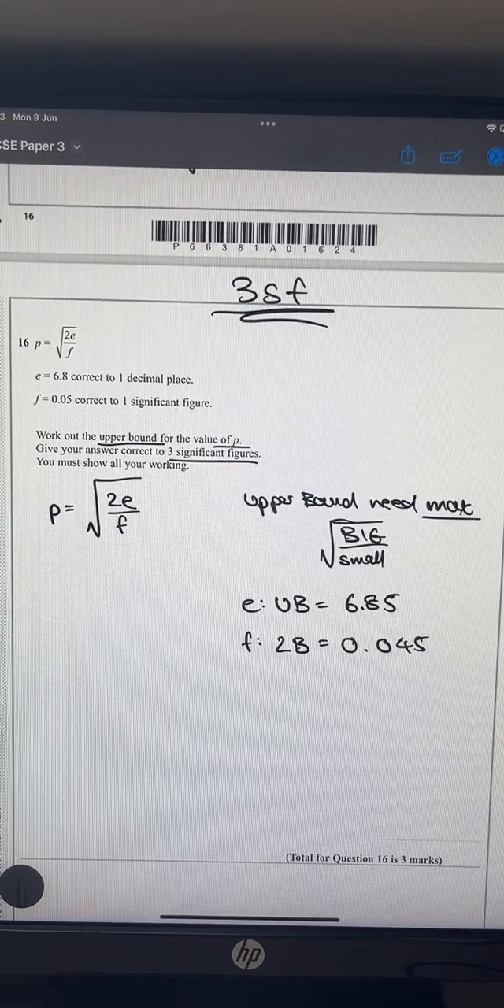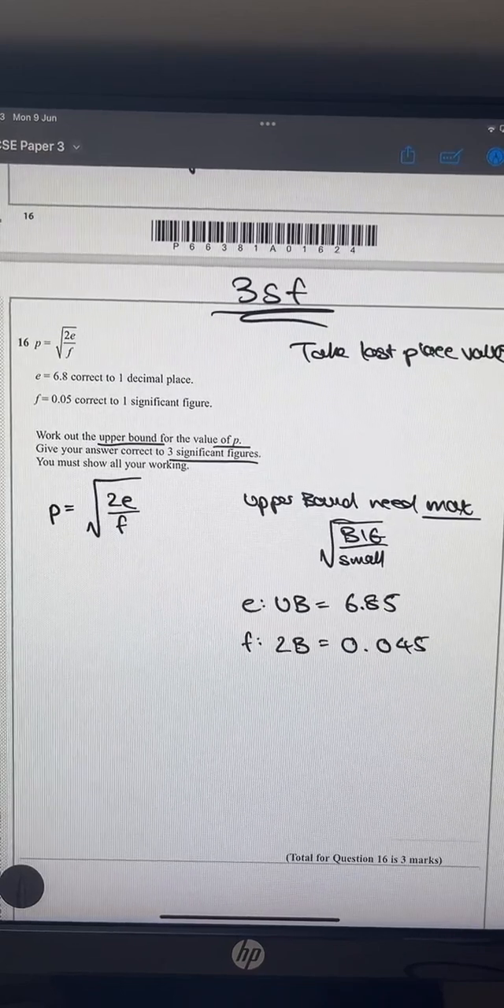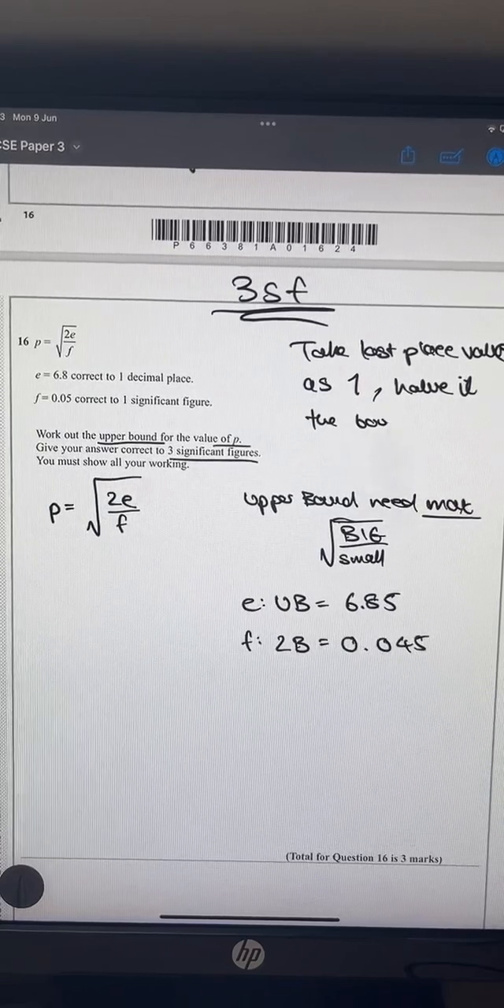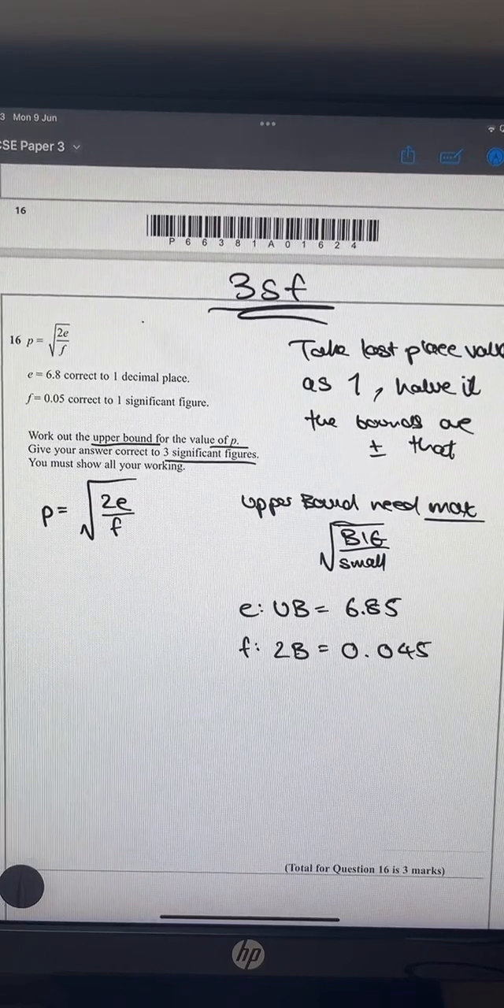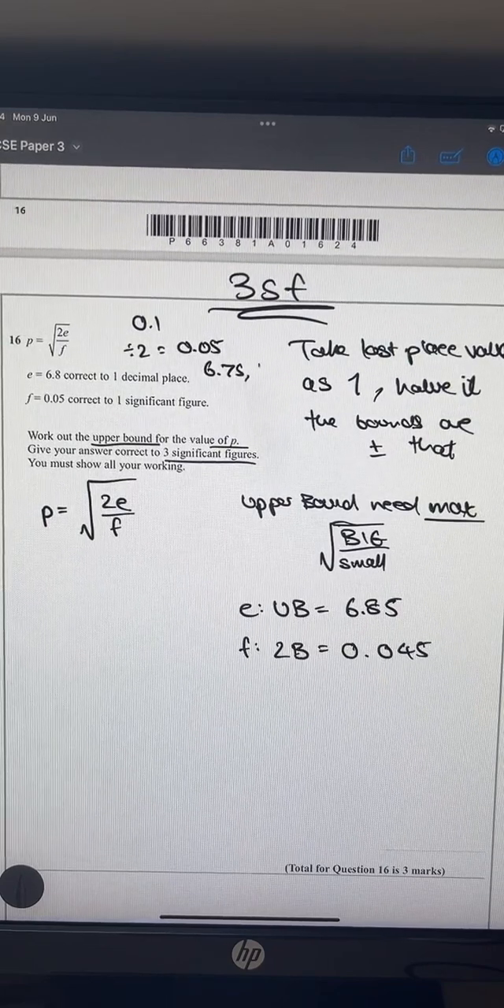The way you do it is you take the last place value. So I'm just going to write this here. Take last place value or equivalent for significant figure and take that as 1. Then you have it and the bounds are plus minus that. So here you have 6.8, so that'd be 0.1 divided by 2 is 0.05. So that means that the bounds are 6.75 or 6.85. You see, you add and subtract that. That's how the bounds work at the end of the day.